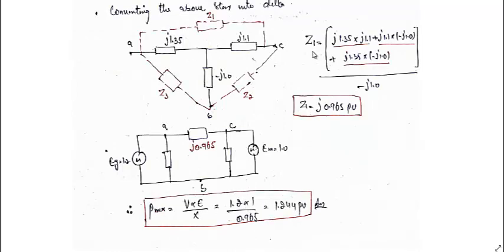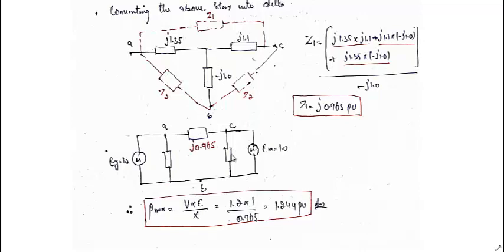So Z1 will be equal to J1.35 into J1.1, that is this multiplied by this, plus J1.1 into minus J1.0, that is this, and then plus J1.35 into minus J1.0, that is this, divided by, since we have to calculate Z1, its opposite reactance, that is minus J1.0. So it comes out that Z1 is equal to J0.965. I have put it over here.